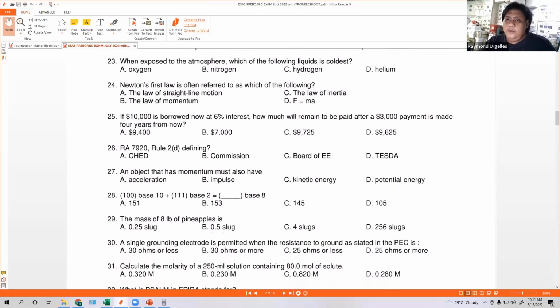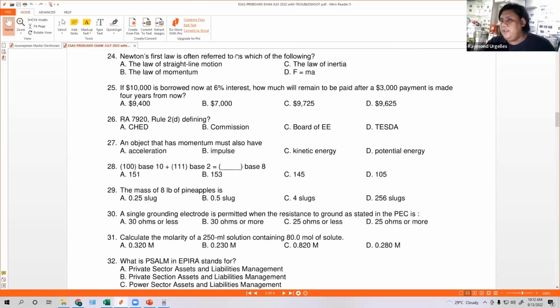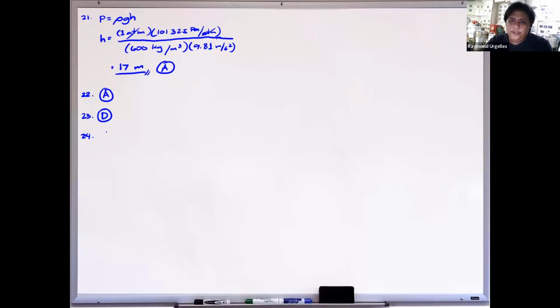Newton's first law is often referred to as which of the following? Again, first law is the law of inertia. This F equals ma is the second law of motion. Law of straight line motion has nothing to do with Newton's laws. Law of momentum, again, has nothing to do with Newton's laws. We only have the law of inertia, the law of acceleration, and the law of action-reaction. So our answer in number 24 is letter A.